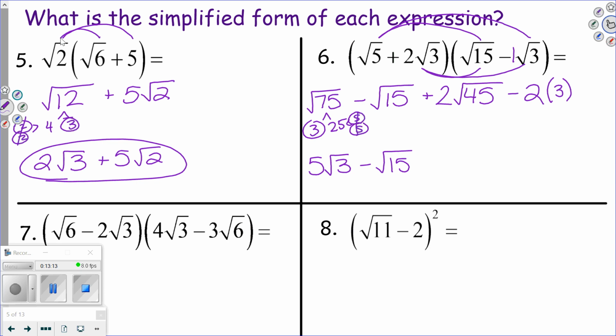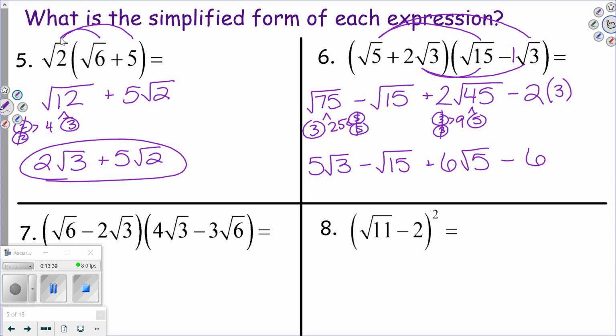45. Yes. That's 9 and 5, which is 3 and 3. 3 times the 2 that's already there. So that's going to give you 6, and then radical 5. Yeah, just be careful when you got those extra pieces already out front. And then 2 times 3, it's going to be minus 6.